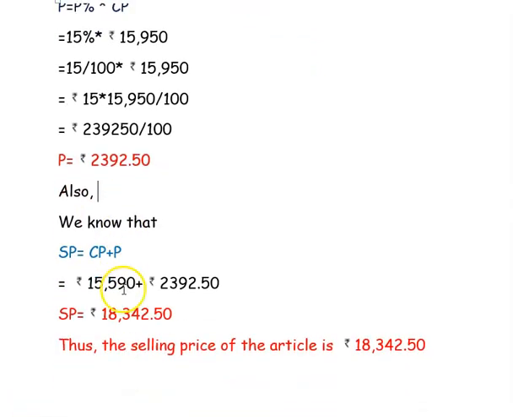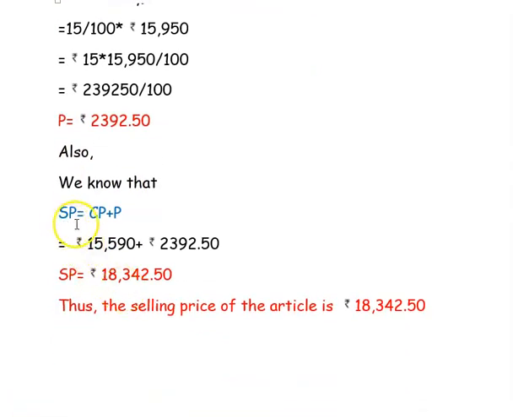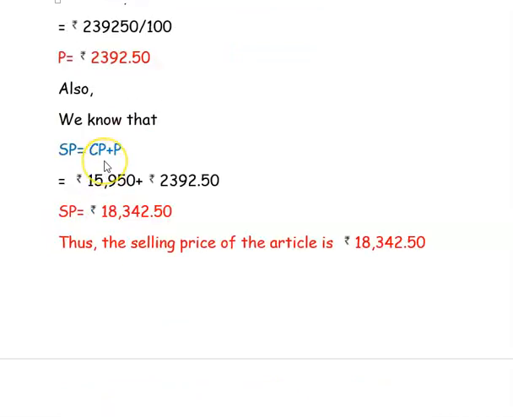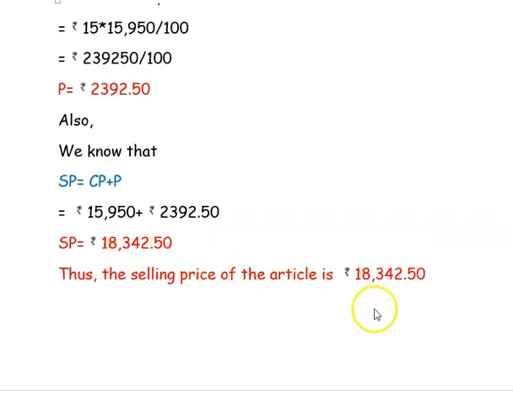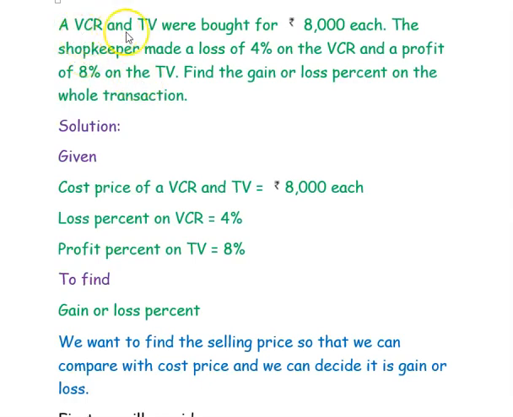But we want to find the selling price. We know that selling price is equal to cost price plus profit. Cost price here is the total cost price, that is, we have to take it along with the overhead charges. So it is 15,950 plus 2,392.50. Now if you add this, you will get rupees 18,342.50. So thus the selling price of the article is rupees 18,342.50.